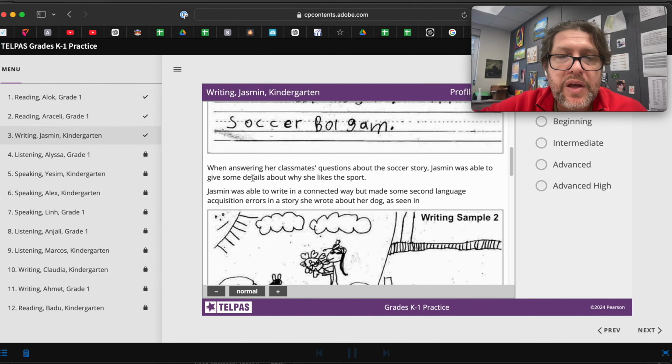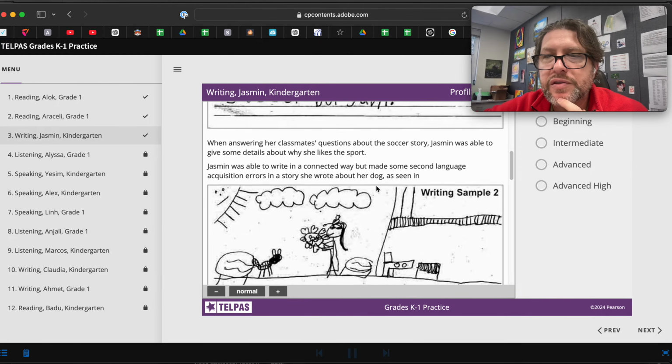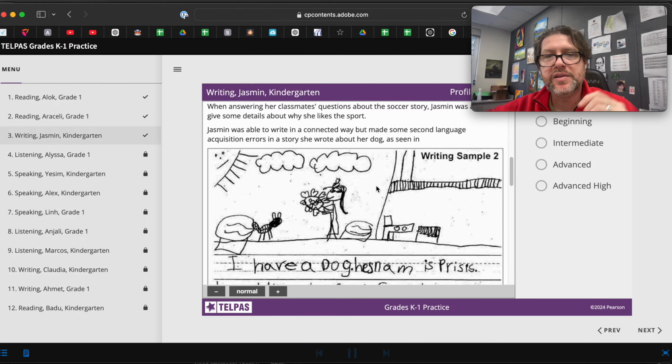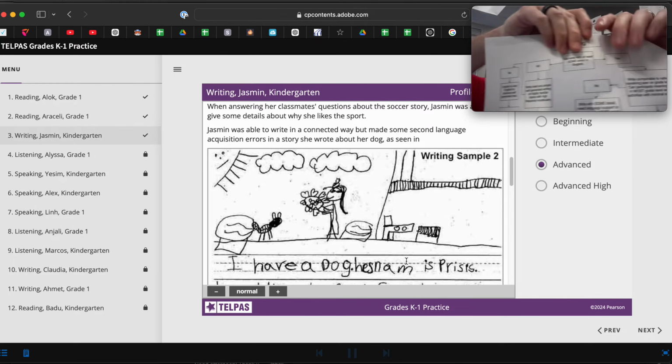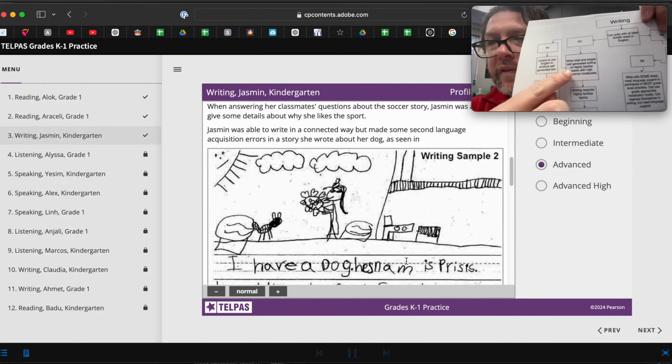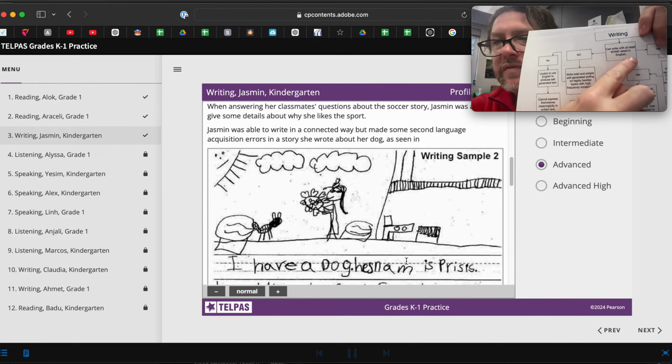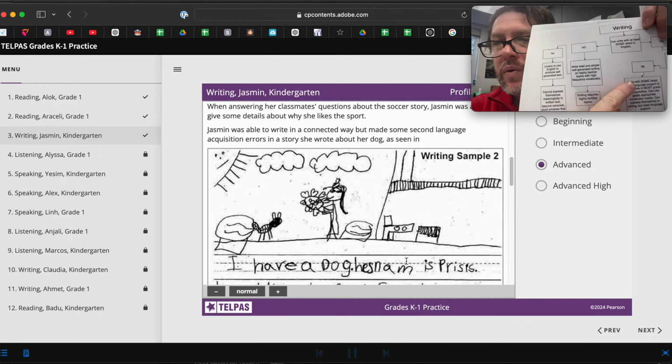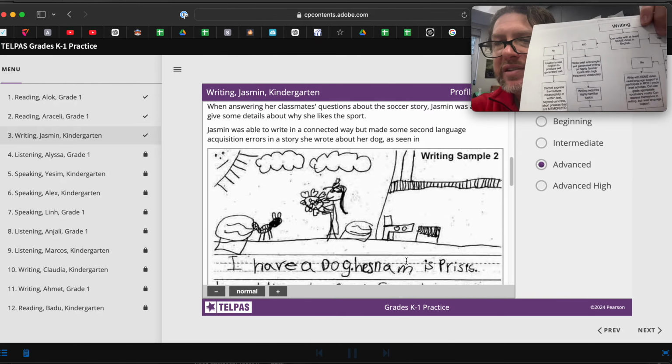Let's look at this. When answering her classmates' questions about her soccer story, Jasmine was able to give some details about why she likes the sport. That's the key word, some details, not many details, some details. So I already know: second language acquisition support, some detail. If you look at your flow chart right here, over here on the advanced side, they're able to give some detail in English, yes. Write with some detail. Needs second language support to participate in most grade level activities.